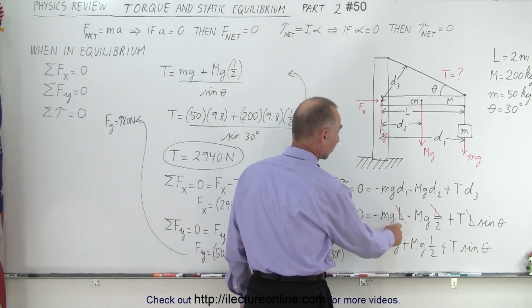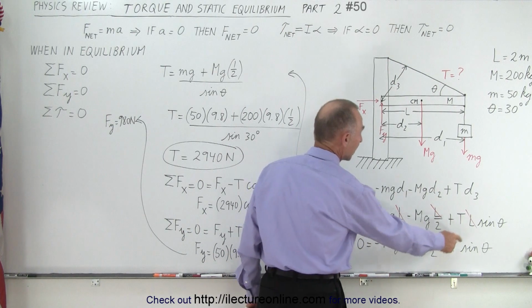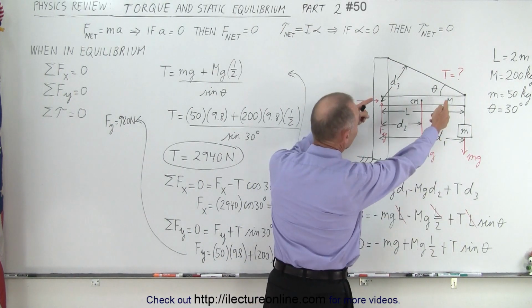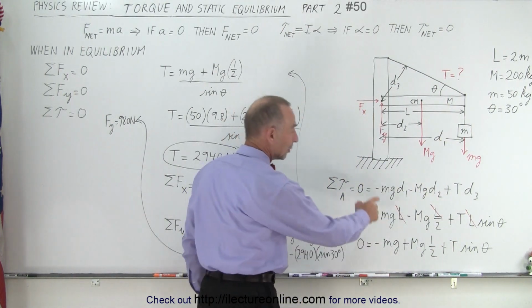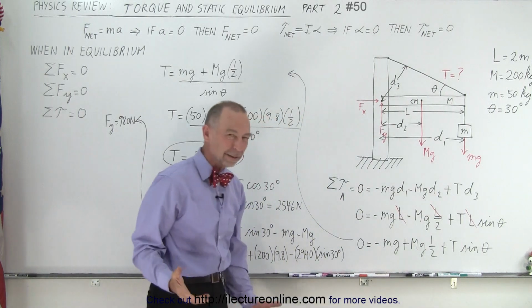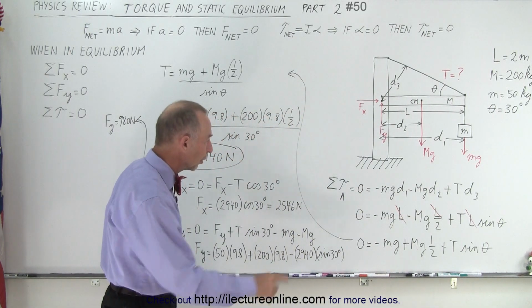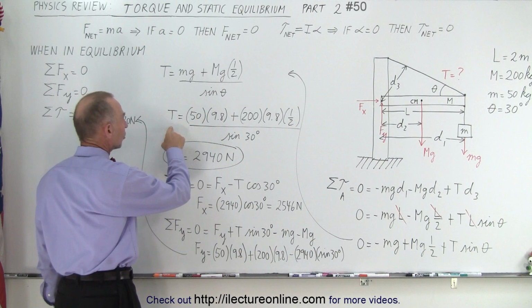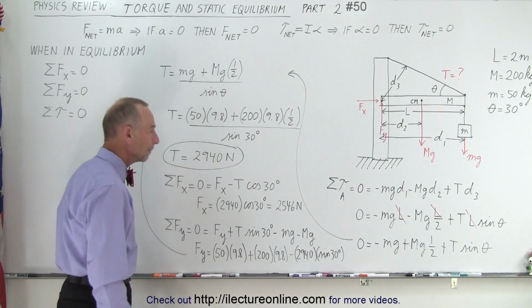D1 is the full length, D2 is half the length of the beam, and D3 is the length of the beam times the sine of theta. Then you can, of course, get rid of the length because it's the same in every term. Solve that for tension, and you get 2940.